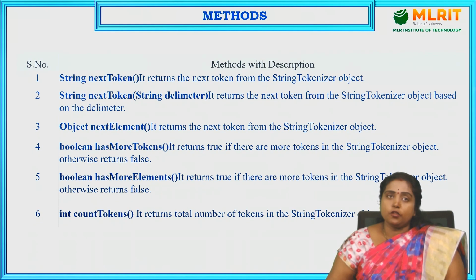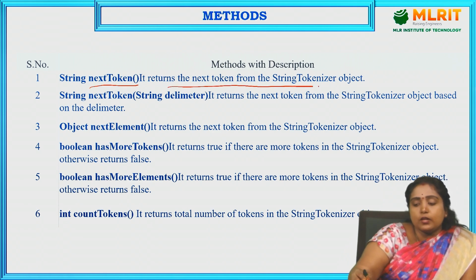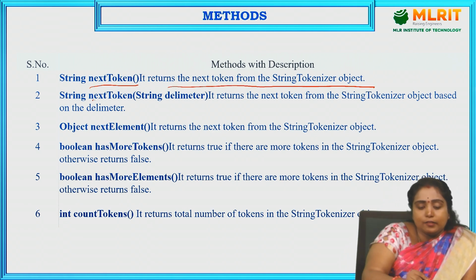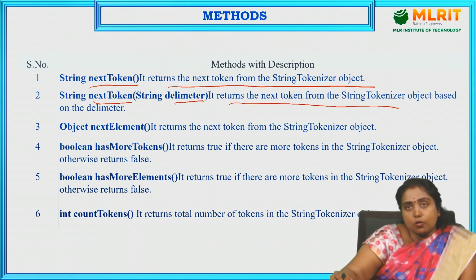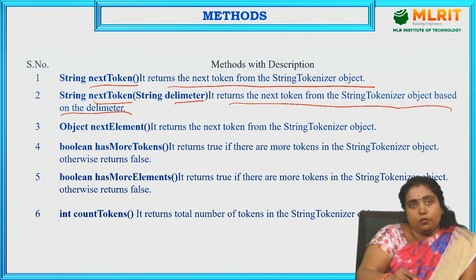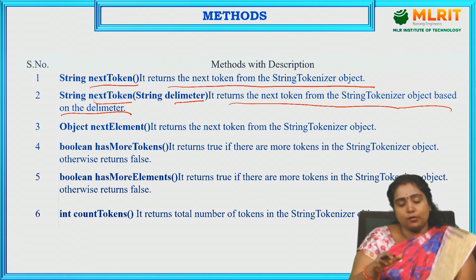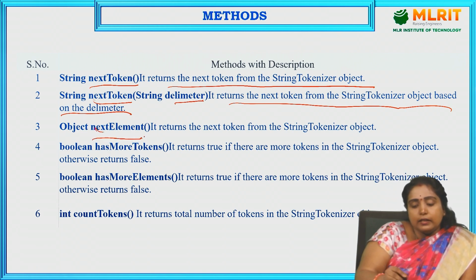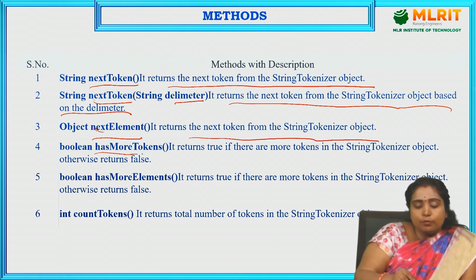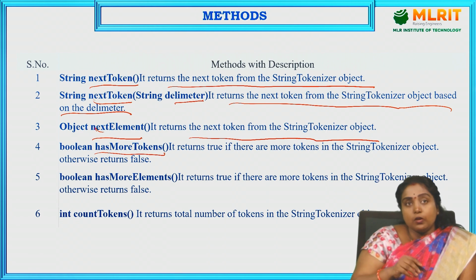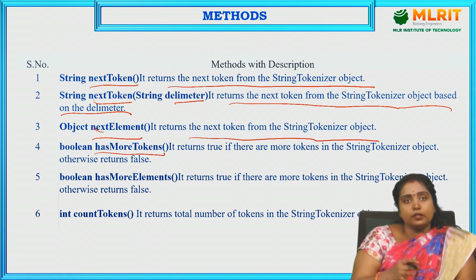Coming to the methods of string tokenizer. nextToken will return the next token from the string tokenizer object, and nextToken with a delimiter returns the next token based on the delimiter only. If I give the delimiter as comma, up to the comma it will return that as a token. And nextElement will return the next token from the string tokenizer object. hasMoreTokens will return true if more tokens are available in the string tokenizer object, else it will return false.